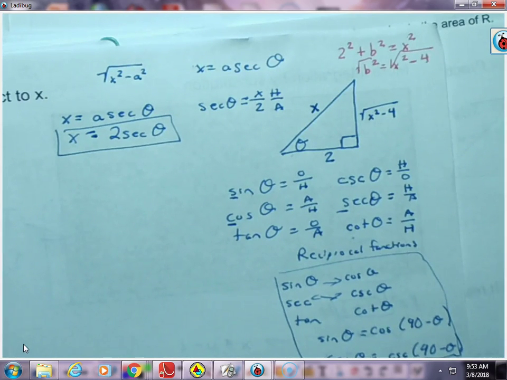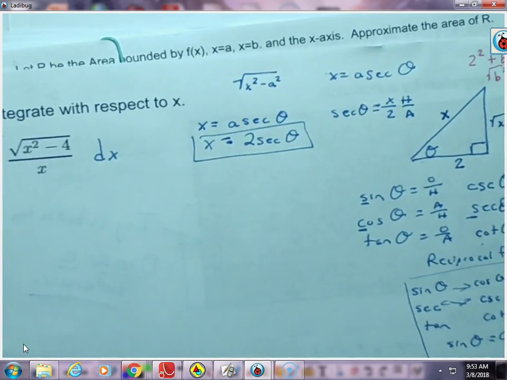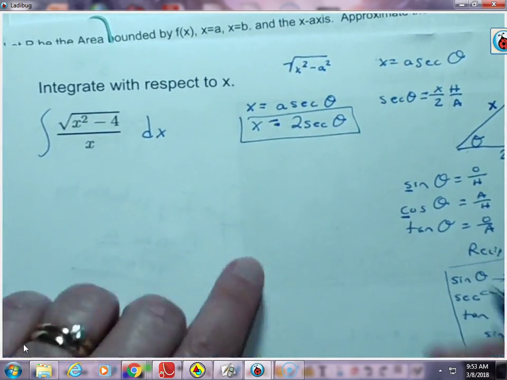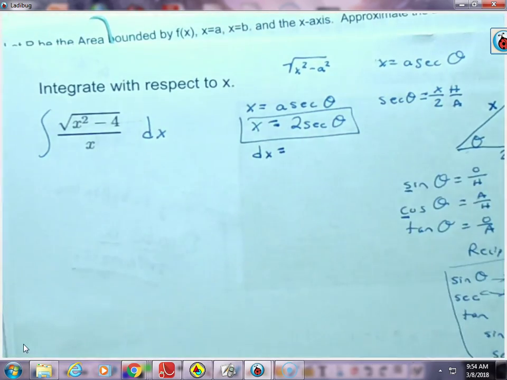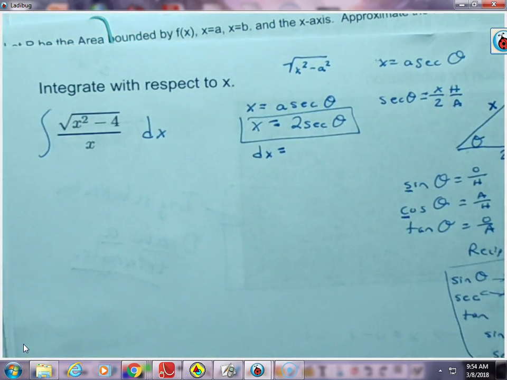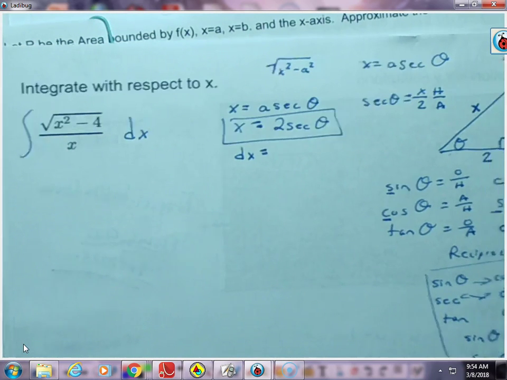Okay, so we did that. Now we've got what x is. We're also going to find what dx is. So starting points to this problem, plant your feet. You're going to draw a triangle, you're going to solve for the unknown sides, you're going to have x and dx. Yes? I have a question.